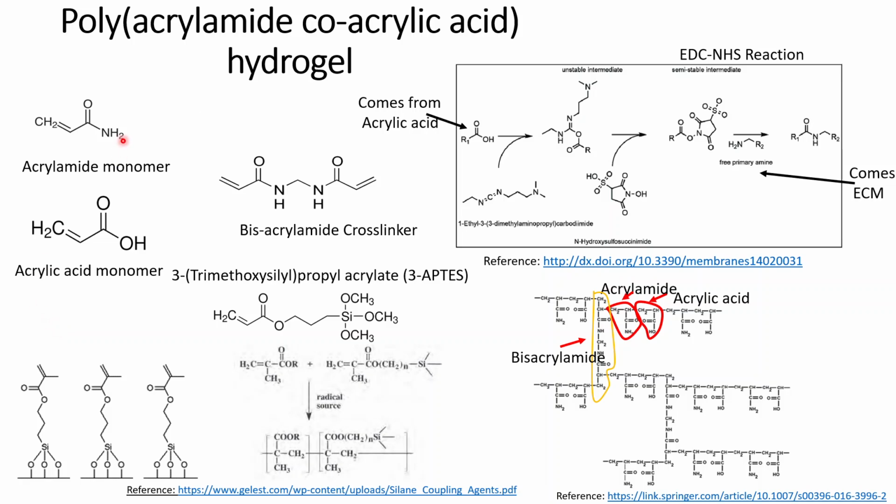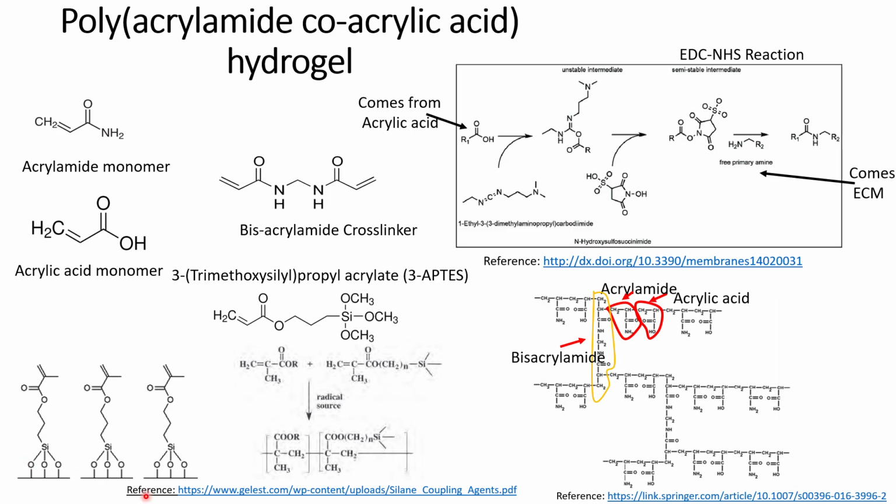In this video we will discuss one more approach of making hydrogel. In this approach the monomers that are used are acrylamide and acrylic acid, and the crosslinker is the same as in the previous approach, that is bisacrylamide. We will discuss how the process of making polyacrylamide co-acrylic acid hydrogel goes in this video.